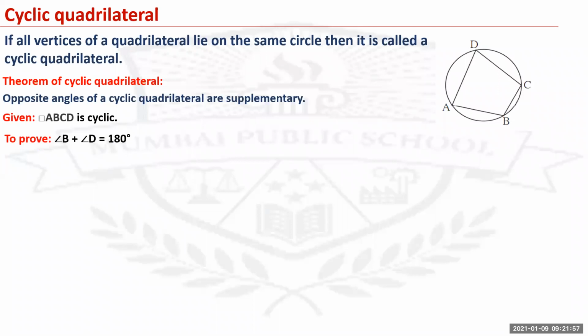You have to prove angle B plus angle D equals 180 degrees, and angle A plus angle C equals 180 degrees. Check, B and D are the opposite angles, and A and C are the opposite angles.